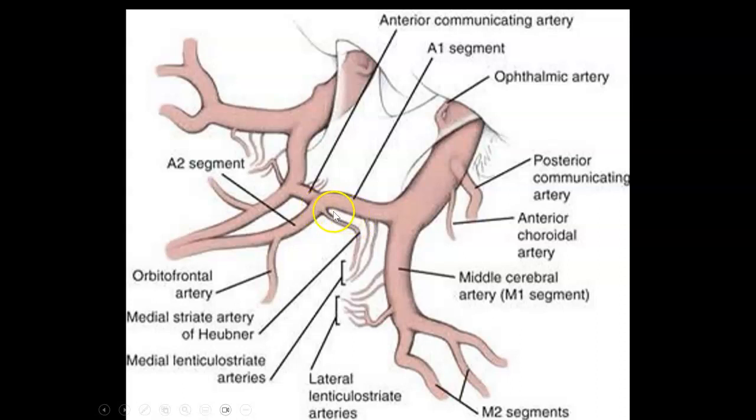Also a very famous perforator from the proximal A2, as we said, passing from lateral to medial after the A1 passed from medial to lateral. So medial to lateral, it is a recurrent artery. That's why it is called recurrent, and it pierces the anterior perforated substance. Also perforators arise from the anterior communicating artery. So the anterior cerebral perforators are from the A1 segment, posterior surface, anterior communicating artery, and recurrent artery of Hubner from proximal A2.